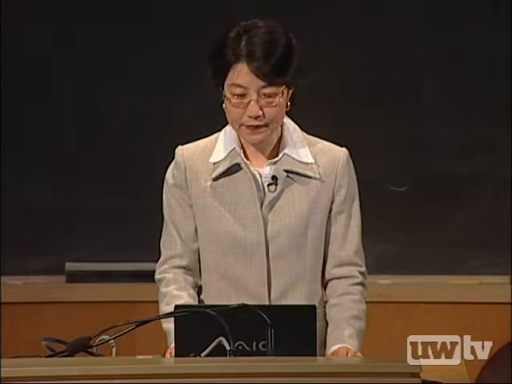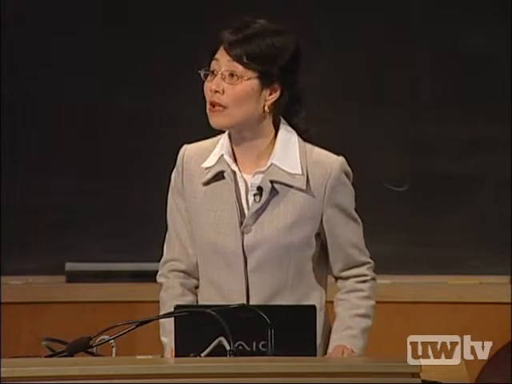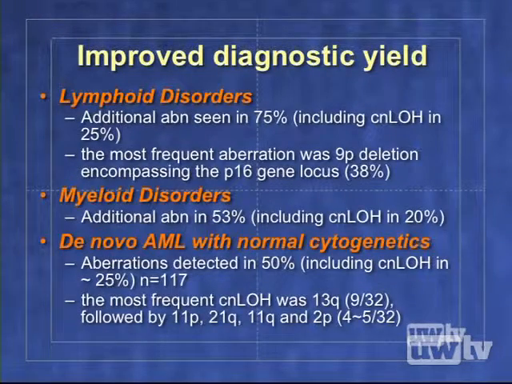Based on our own laboratory's experience, we saw improved diagnostic yield in both lymphoid and myeloid disorders. In lymphoid disorders, we saw additional abnormalities detected by array in 75% of the cases, with CNLOH seen in about 25% of the patients. The most frequent aberration is the 9p deletion encompassing the p16 tumor suppressor gene region. In myeloid disorders, additional abnormalities are seen in 53% with a CNLOH rate of about 20%.